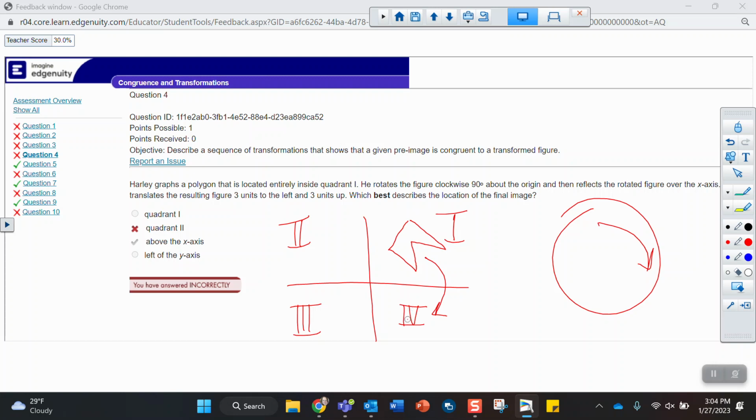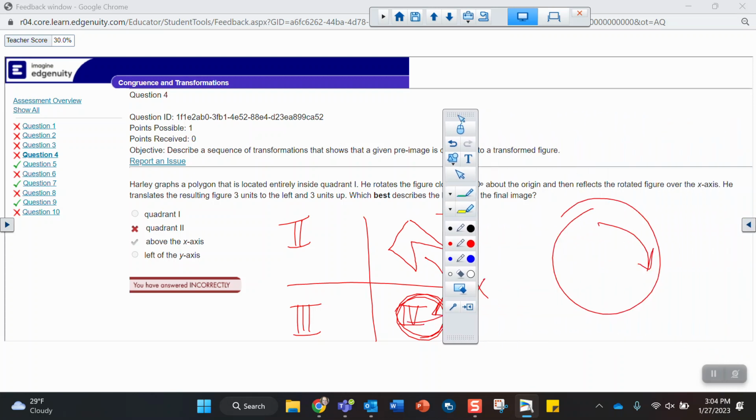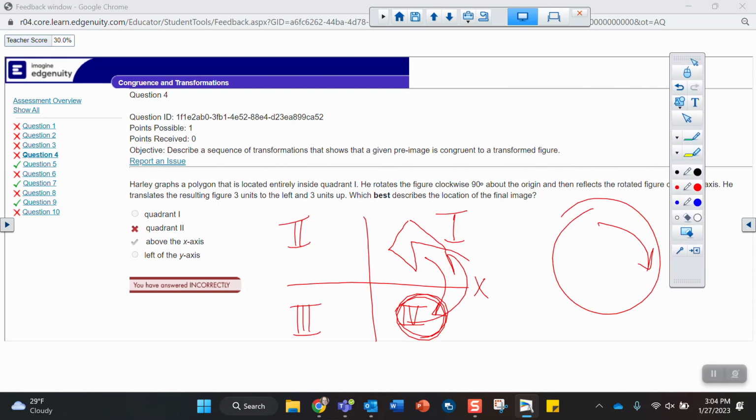So if our figure is now down in here, and I reflect over the x, it's going to put me back here. Okay, so now I'm back in quadrant 1. Now it says you translate the resulting figure 3 units to the left. So I'm going to go 3 units this way, and then I'm going to go 3 units up, which best describes the location of the final image.